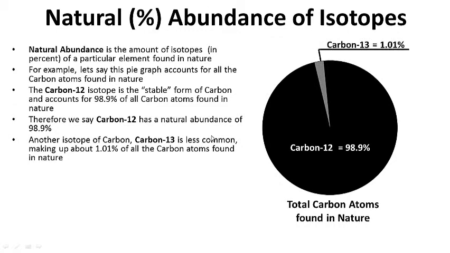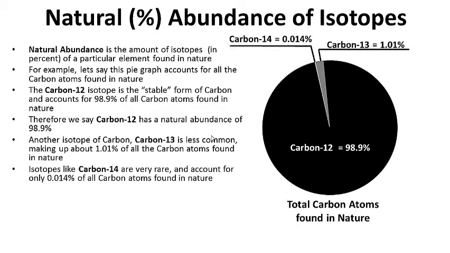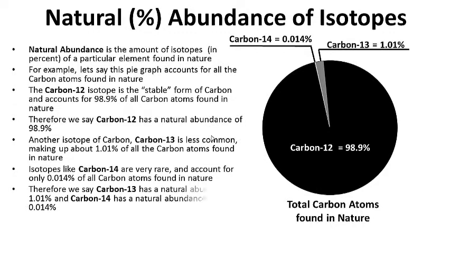Another isotope of carbon, carbon-13, is less common, making up about 1.01% of all the carbon atoms found in nature. And isotopes like carbon-14 are very rare and account for only about 0.014% of all carbon atoms found in nature. So therefore, we say carbon-13 has a natural abundance of about 1.01% and carbon-14 has a natural abundance of 0.014%.